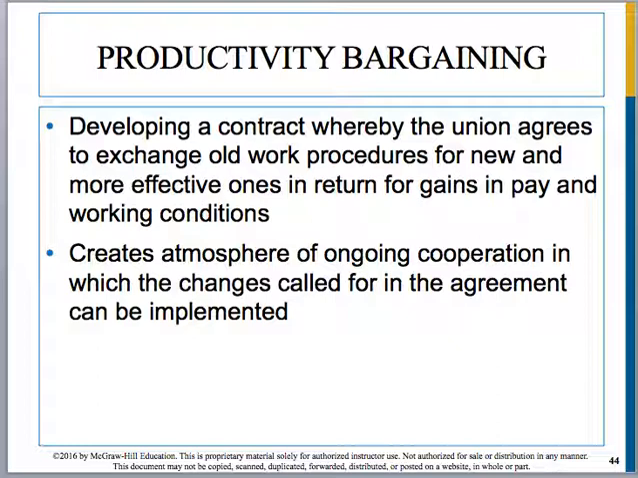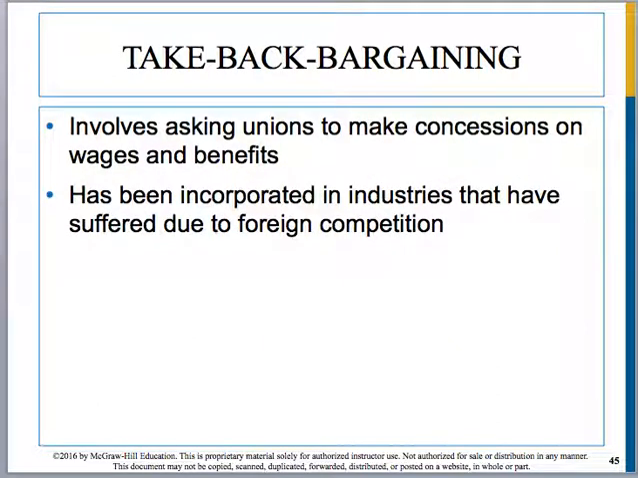And then we look at productivity bargaining, where there's a contract in which the union agrees to exchange old work procedures for new ones that are more effective in return for gains in pay and working conditions. Then an atmosphere of ongoing cooperation is created, where changes that are called for in an agreement can be implemented. When you look at take-back bargaining, this is where you ask the union to make concessions on wages and benefits. This has been incorporated in industries that have suffered due to a lot of foreign competition.